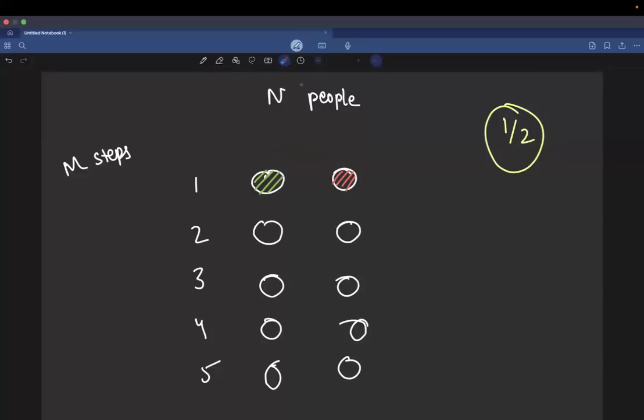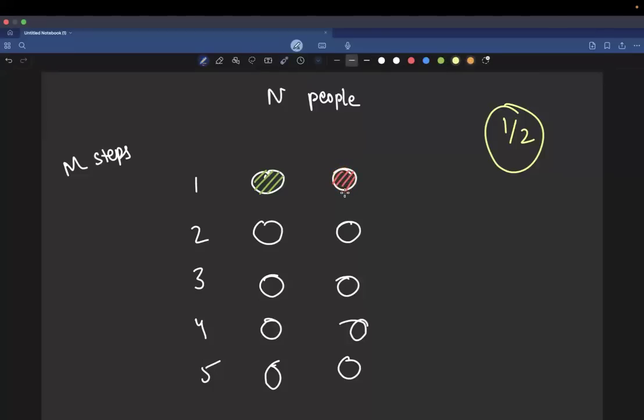So the game says that there are n people. They will go one by one. The first person will either come here or come here. Now let's say the first person came here and fell into the pit, then the next person won't be dumb enough to go into this place again, he will go here for sure, right? He won't sacrifice his life just because he saw his friend die right in front of him, right?